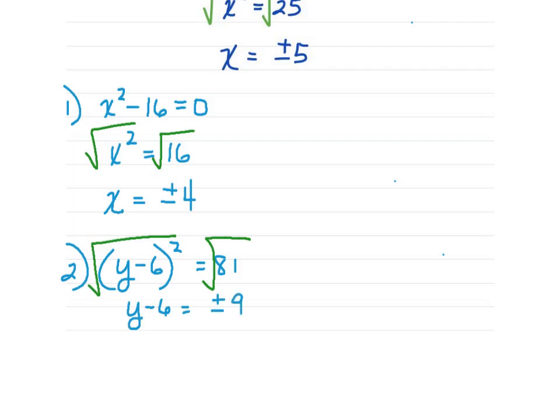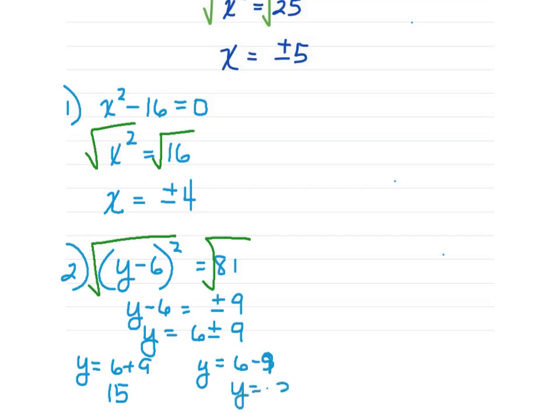Well, now we can isolate y by adding 6 on both sides. Y equals 6 plus or minus 9. So there's two scenarios we have to look at. We can look at y equals 6 plus 9, which means y would be 15, and y equals 6 minus 9, which means that y equals negative 3. So the roots of my equation are negative 3 and 15. The solutions are negative 3 and 15.